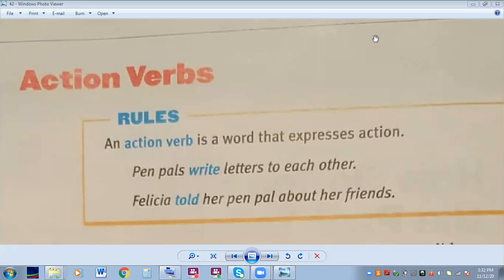Hello, grade 4. Today we are talking about action verbs. An action verb is a word that shows action.